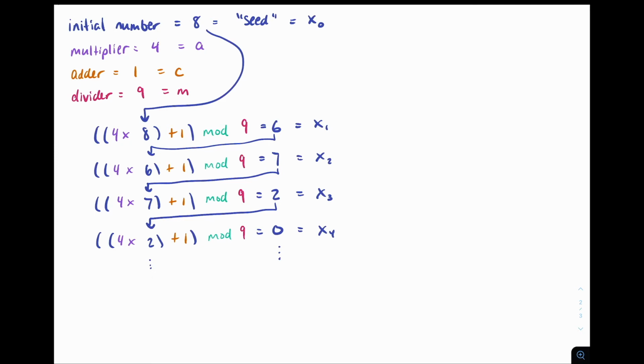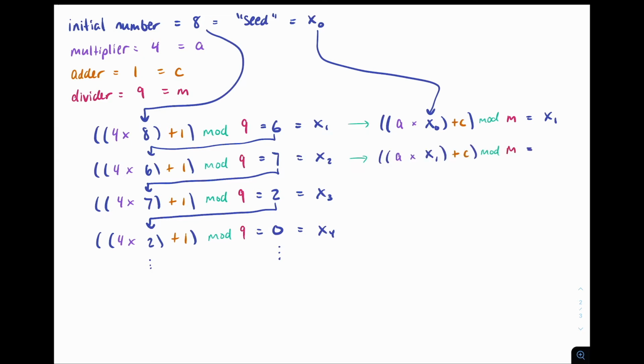Now, remember how we said we could call the multiplier number A, the adder number C, and the divider number M? Well, we can write each of these equations using those symbols instead. So, for this first equation, we have A times x0 plus C mod M equals x1. The next equation is A times x1 plus C mod M equals x2. And we have similar equations for x3 and x4.